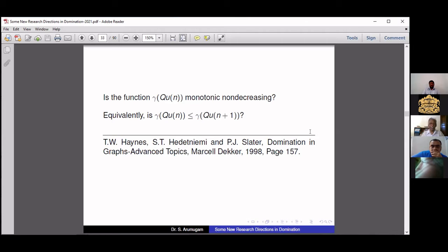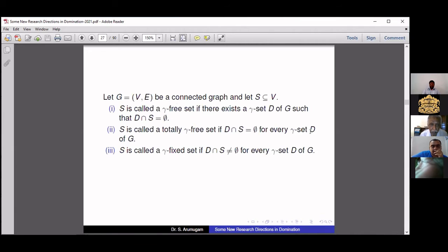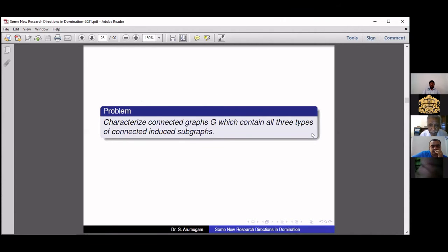That's why we call this some new research directions in domination. The new direction that they are posing is to develop the theory of gamma free sets.